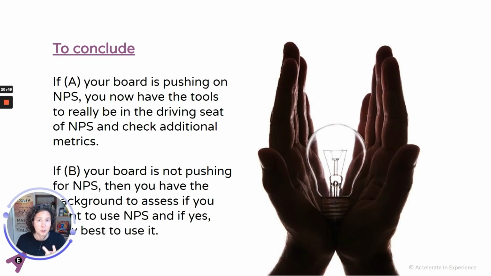To conclude, two scenarios. If your organization is really pushing for NPS, well, now you have the tools to make sure that you really are in the driving seat of NPS to see what's the fastest way to enhance it, and maybe add additional metrics like the earned growth ratio of Reichheld, or maybe also satisfaction, the customer effort score. If your organization is not pushing on NPS, then take the time to really assess, is NPS the best metric for us? If yes, then make sure you figure out what's the best way to use the surveys to find a driver, so you really are in the optimal position to actually increase NPS within just a few months.